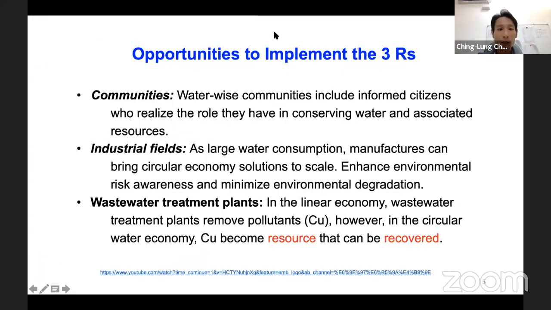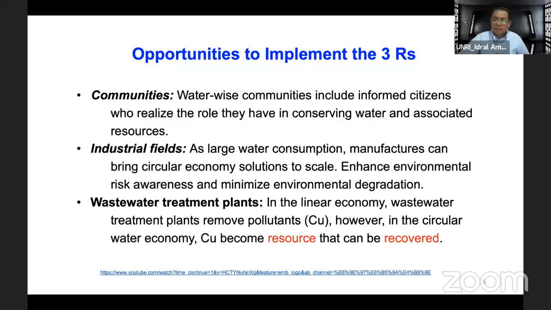Okay, and then these are opportunities to implement the 3 Rs. The first one is for community. The water-wise community informs citizens who realize the role they have in conserving water and associated resources. And the second is the industrial field. As a large water consumer, the manufacturer can bring circular economy solutions to scale, enhance environmental risk awareness, and minimize environmental degradation.